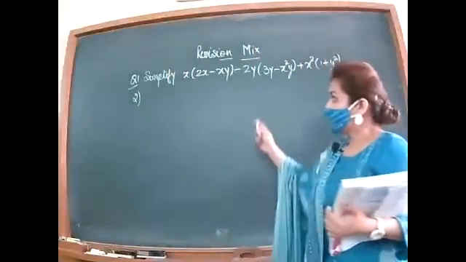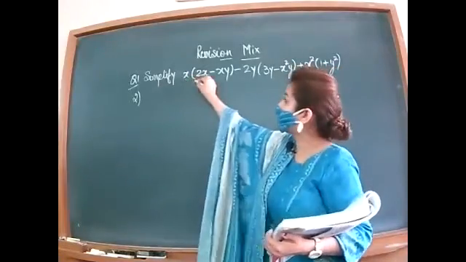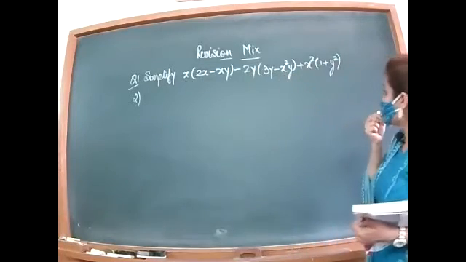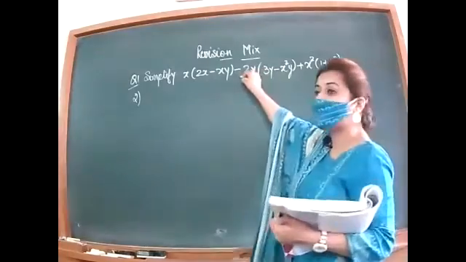Simplify this question. In this, you will multiply x with the two terms. 2y will be multiplied with these two terms, and x square will be multiplied with these two terms. Be careful about the sign.